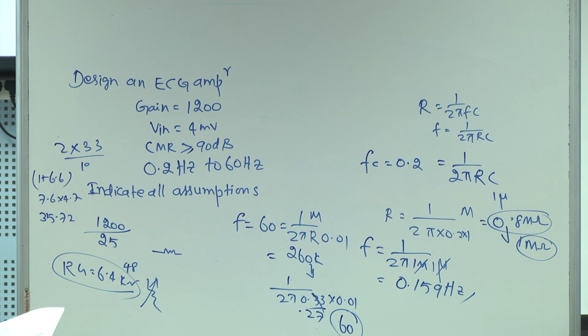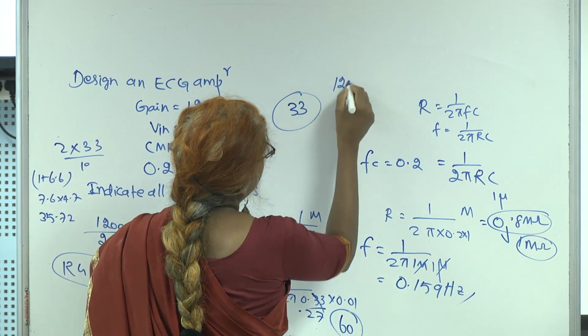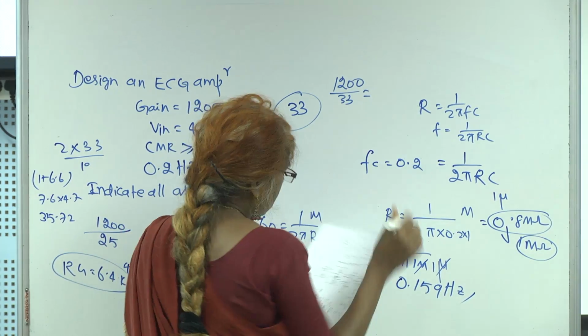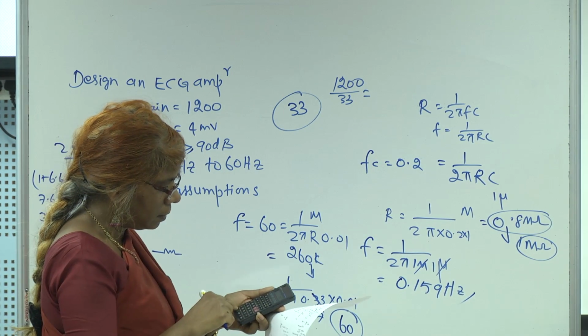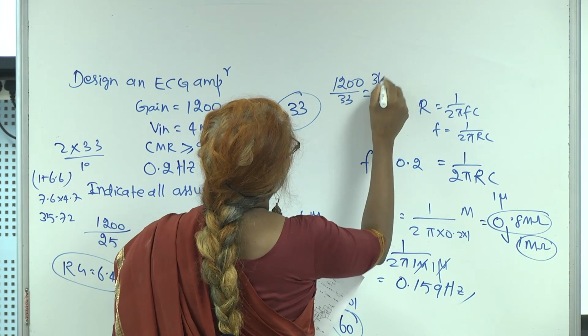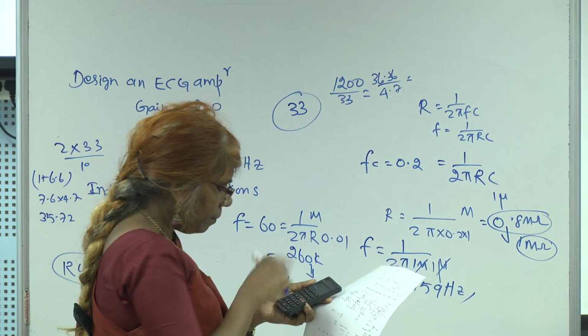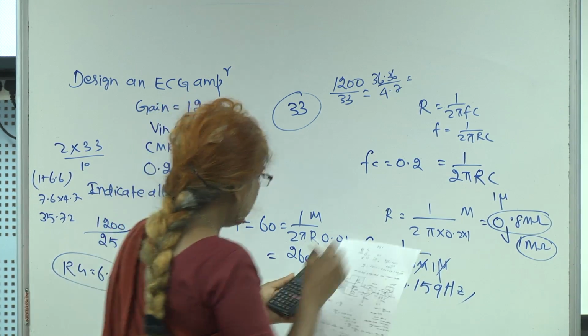Yeah, I did the reverse engineering because I wanted it that way. Okay, I use the 330K and 10K, so 33. My stage 2 gain is 33. So for stage 1, 1200 divided by 33 is how much? 36.36. Okay, divided by 4.7 is, yeah, I am purposely writing like that because I want you to do it, 7.74.